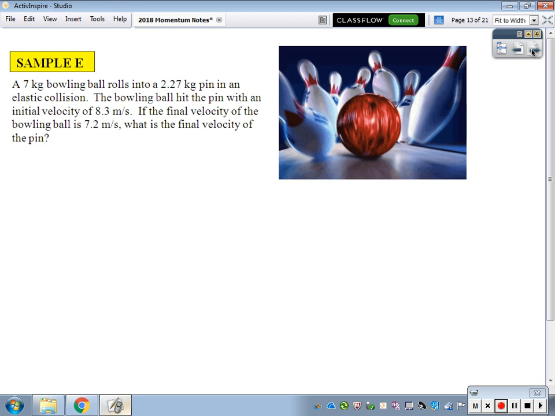Okay, so a 7 kilogram bowling ball rolls into a 2.27 kilogram pin in an elastic collision. In this problem, we're actually told the information that we need. The bowling ball hit the pin with an initial velocity of 8.3 meters per second. If the final velocity of the bowling ball is 7.2, what's the final velocity of the pin? Lots of wordiness there, but we have some things to follow.